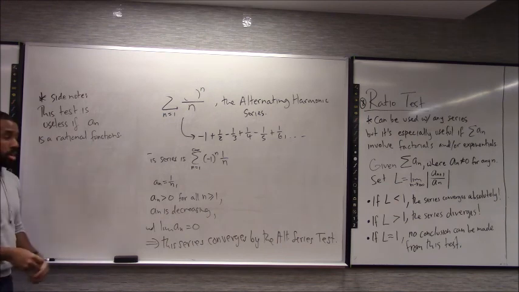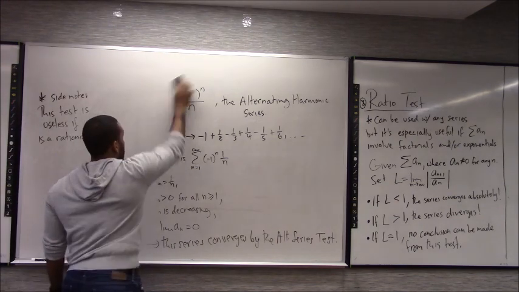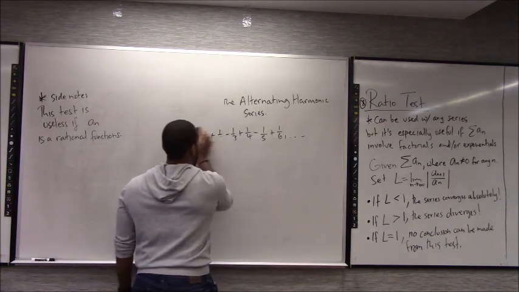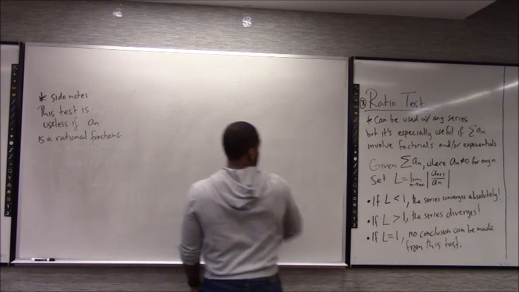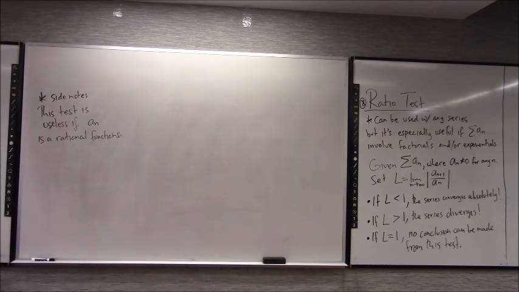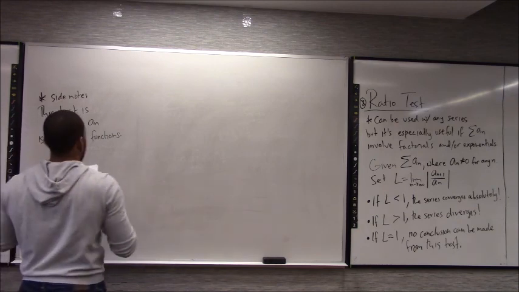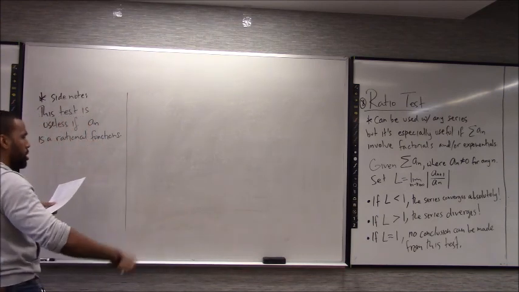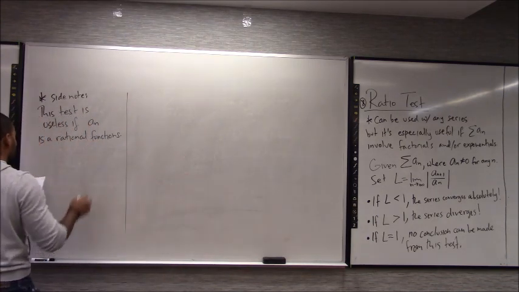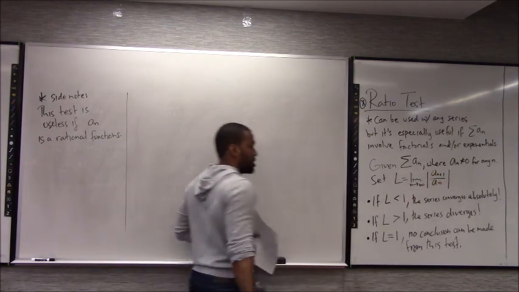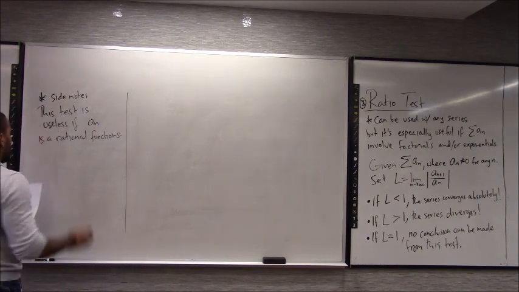Just look at who's the bigger guy controlling the thing. If you can't know if that's bigger or smaller than the original series, do a limit comparison test. If you realize it's bigger or smaller than the original series, do a direct comparison test. But for this test, L will equal 1 for the harmonic series, for the alternating harmonic series, for 1 over n squared, any rational functions, because you're just taking a ratio. The coefficients are going to be the same, they're going to cancel out. You'll always get 1.